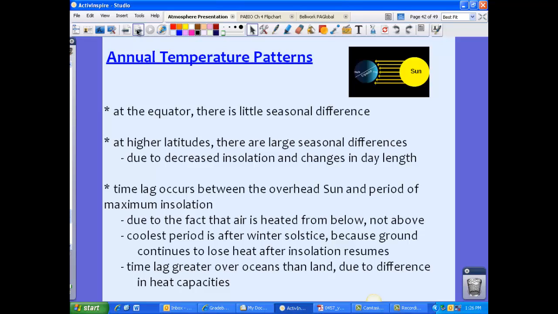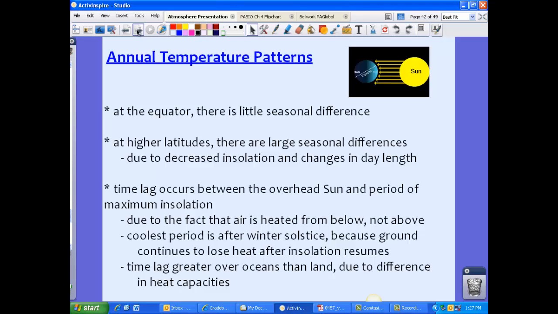Now at the equator there's little seasonal difference. And here in Florida, you can kind of tell that. We really don't get a lot of the fall and the spring, like if we were to move up north. There's not a whole lot of that. We don't get the season changes, we don't get the leaves changing or anything like that.